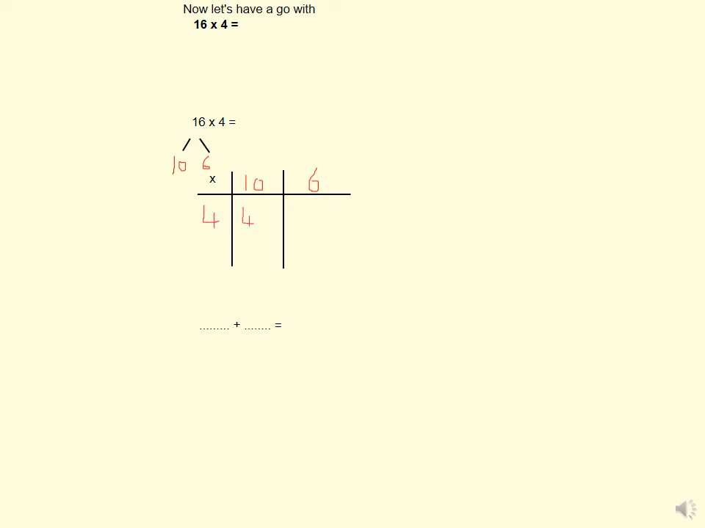10 times 4 is 40. And then hopefully some of you will know that 6 times 4 is 24. We add them together, 40 and 24. We know that 40 and 20 is 60, add 4 more, you get 64.